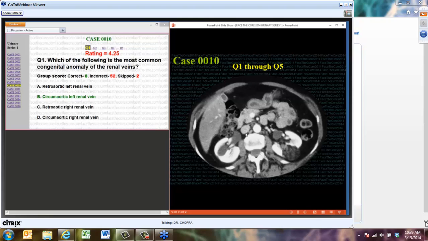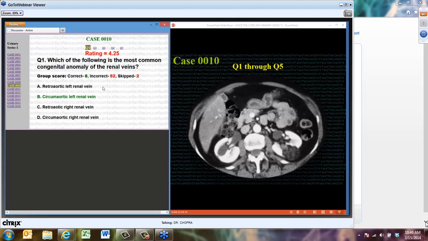Okay, which of the following is the most common congenital anomaly of the renal veins? There's no right retroaortic renal vein; the right renal vein is never retroaortic. The right renal vein is never circumaortic. So these two are out. Then the question arises out of these two. Circumaortic renal vein is found in about 10 to 15% of cases. Retroaortic renal vein occurs in 2 to 3% of cases. And actually, whenever you see a retroaortic vein, if you look hard enough, you will find a circumaortic vein.